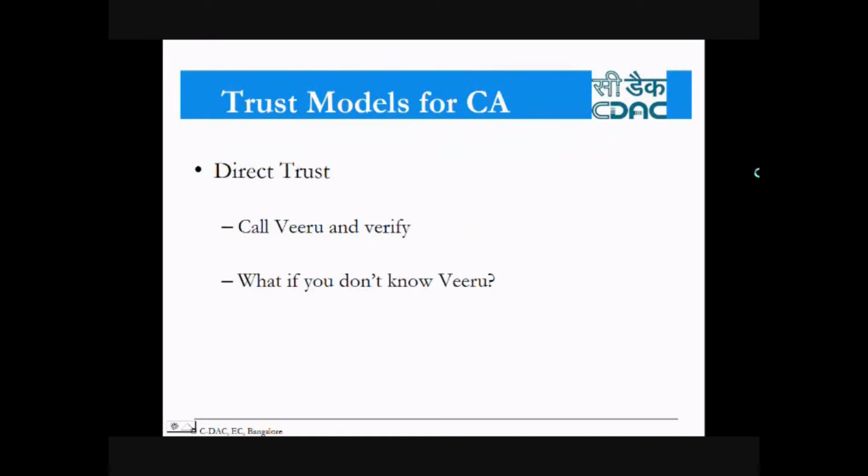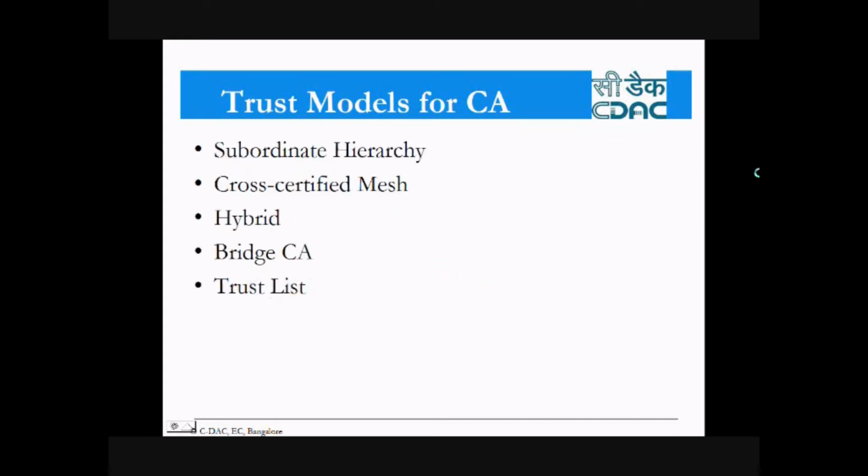One way is to employ a direct trust, which is practically invisible. I can call up Viru and verify whether this is his public key, or whether he has sent me a message or not. So that is one way of doing it. But suppose I don't know Viru, then how can I do this? Then probably this model will not work out.